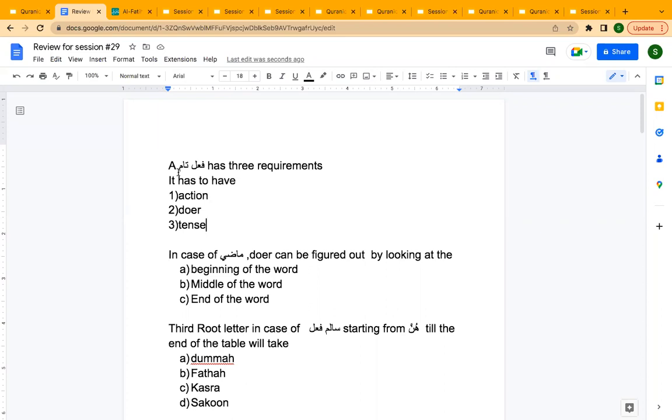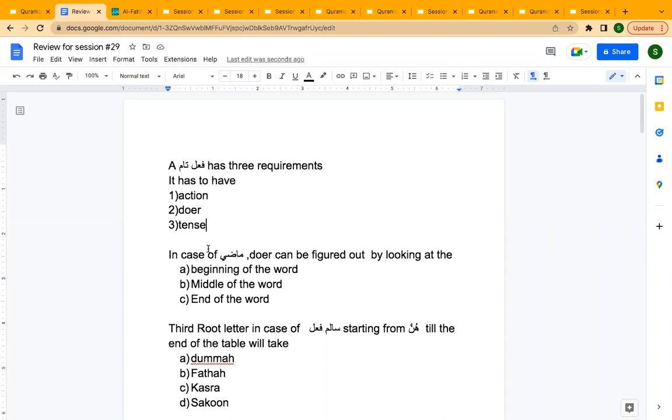Even when you are looking at jumla fi'liyyah, if I give you one word like nasara, it is a complete sentence. It does not have an outside doer or a maf'ul. Yes, jumla fi'liyyah can have an outside doer, where there is a doer outside of the fail, and it can have a maf'ul, a detail of what is done to.